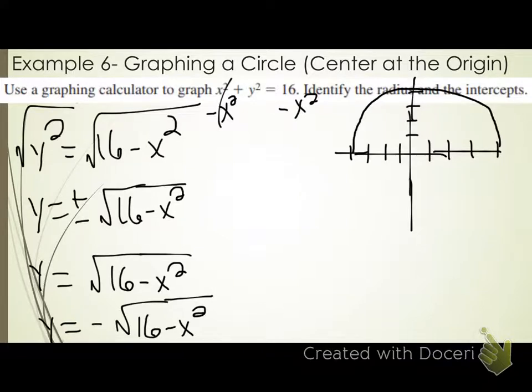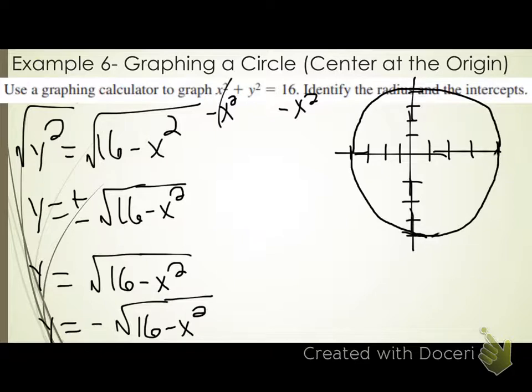Click tab again. Type in the second one. Negative square root 16 minus x squared. And it should complete your circle. Oh my goodness. So there's kind of what your circle should look like, except a perfect circle, unlike my imperfect circle. So I've graphed it. What does it want me to identify?